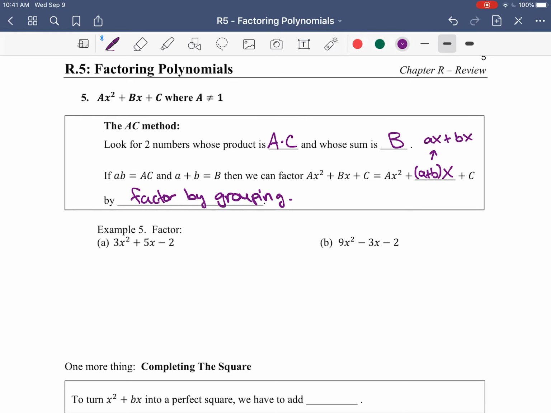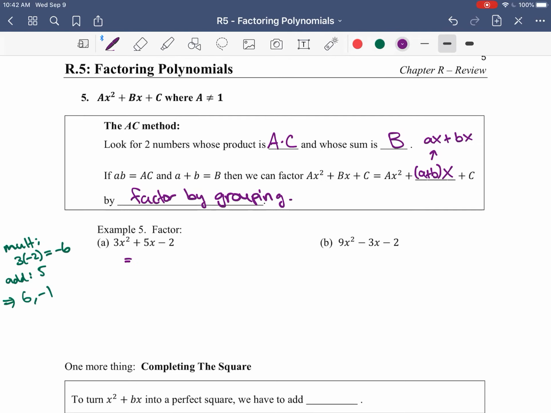Okay, so I'm just going to do 1 here. Let's do part A. We want to multiply to 3 times negative 2, so negative 6, and we want to add to 5. So our numbers are going to be positive 6 and negative 1. Because we're multiplying to a negative number, I need to have one of my numbers negative, and I want them to add to 5, so 6 is going to be the positive one.